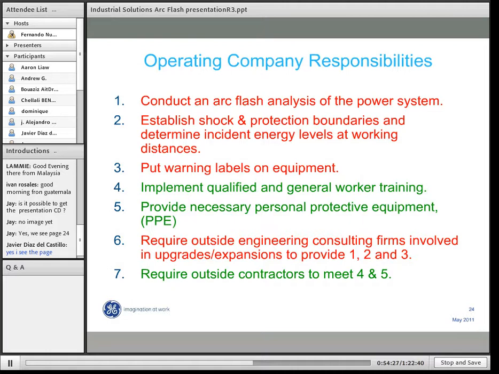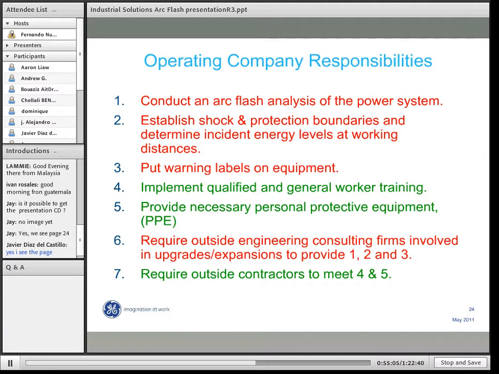Then the company also has to have electrical safety training for both the qualified workers and for the general workers. That is, workers who are not electrical workers, but who may be exposed to electrical equipment in their work. And provide the necessary personal protective equipment, arc flash suits, and so forth. And the same things apply if they use outside contractors to do work within their plant.